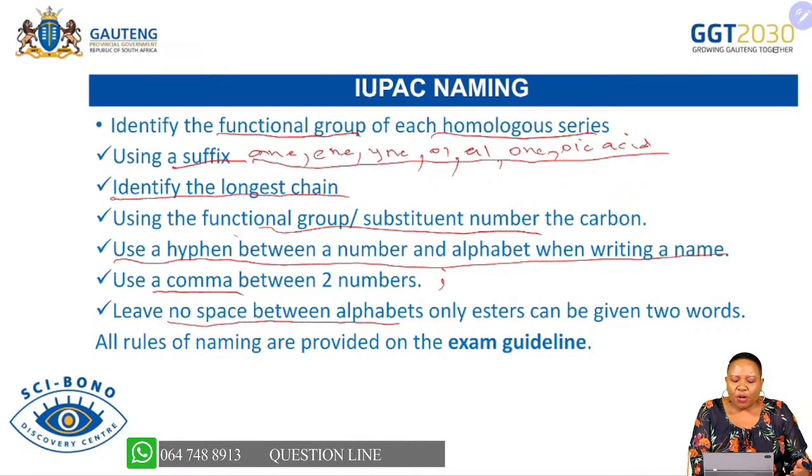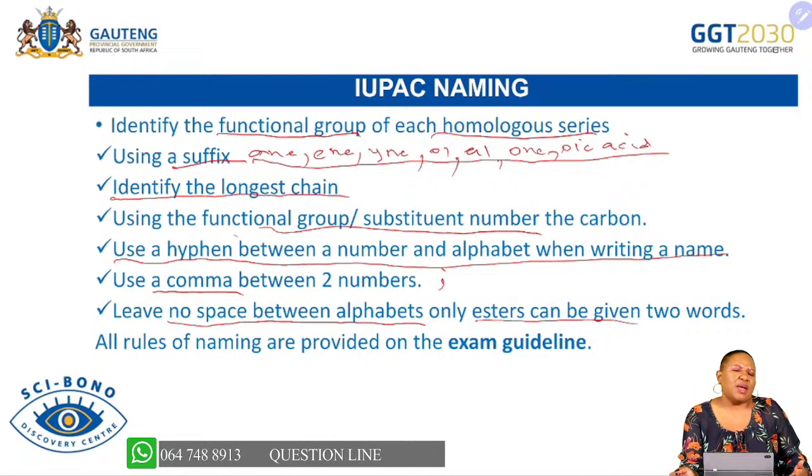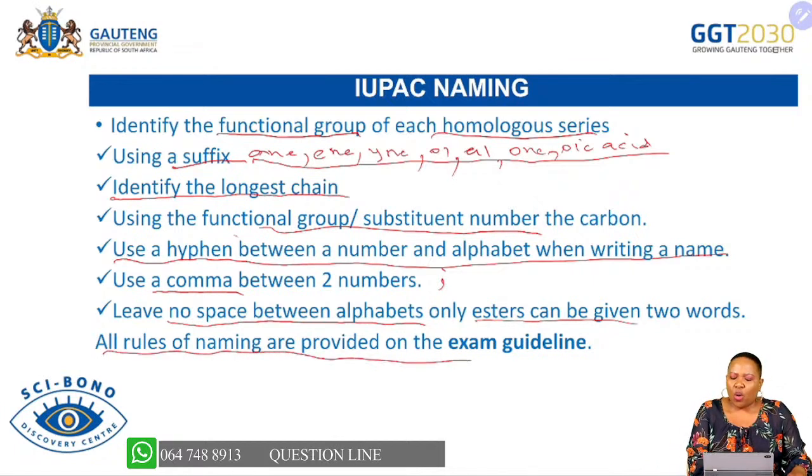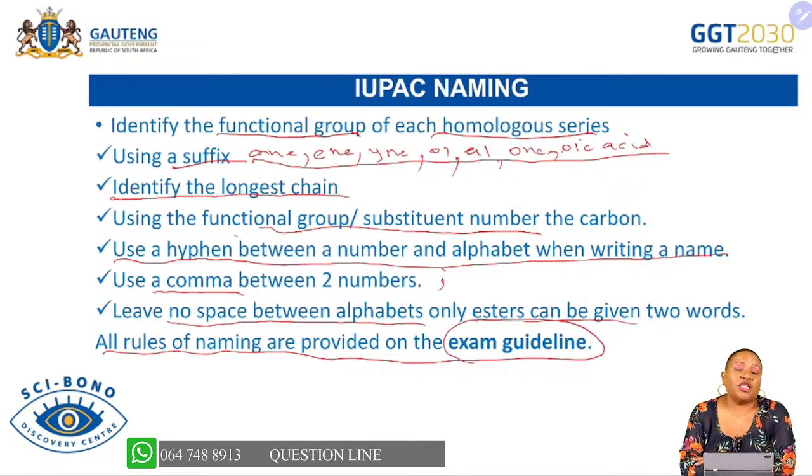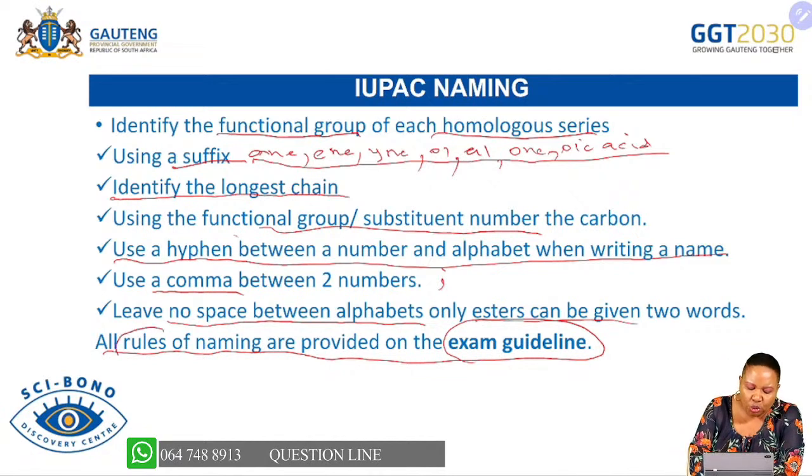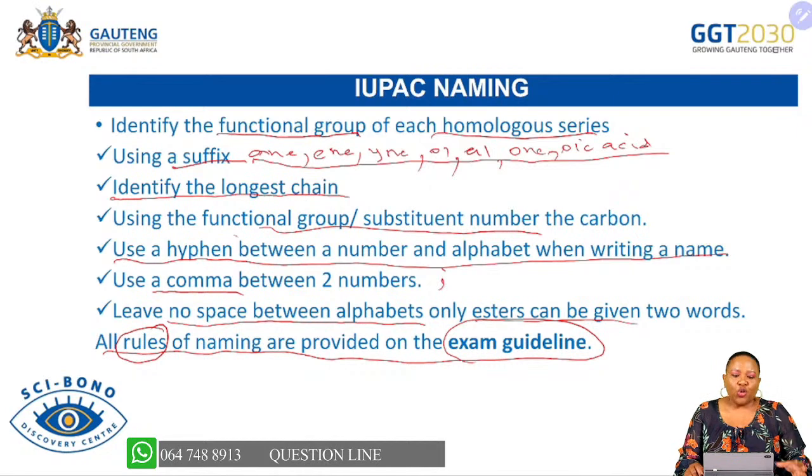We don't put any space between alphabets, except when we are naming esters. When naming esters, we like to see where the alcohol is coming from and where the carboxylic acid is coming from, so we use separate spacing. But make sure that you read these rules as provided in your exam guideline. I'm not going to explain them because we won't have enough time; they were already explained to you. You should go back and look at those rules that we use to name a specific compound. Everything that I'm discussing, I'm still on question number 2 of our organic molecules.